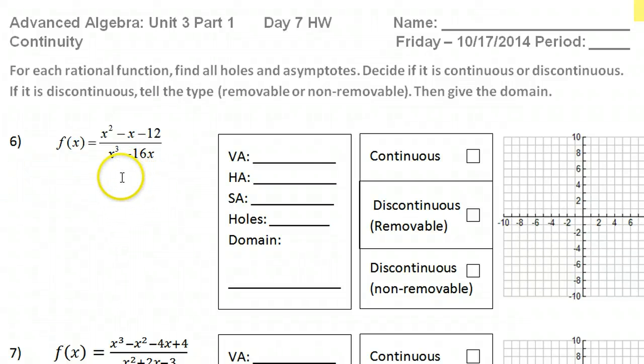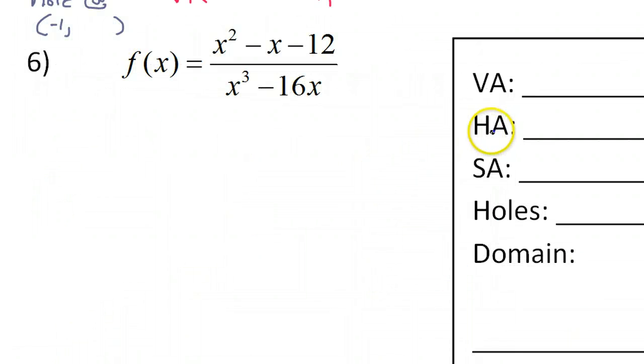Alright, this is part 5 of our lesson on graphing rational functions. Let's pick up here with number 6. Let us first deal with the horizontal asymptote, if there is one. For the horizontal asymptote, we look at the degree.